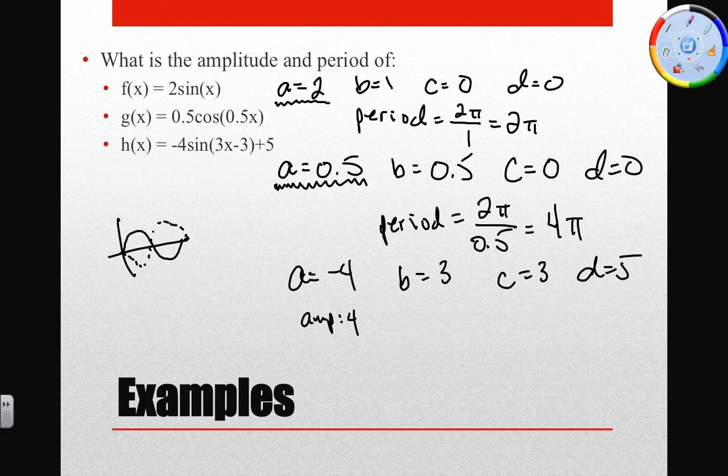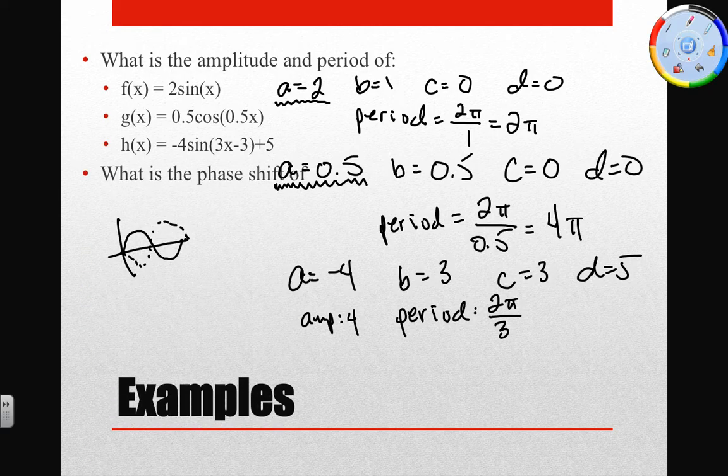The period for this function is 2 pi over B. So it's just 2 pi thirds, so I don't need the equal sign there. And obviously we have a phase shift and a vertical shift, but that's not important for the question that we're answering here.